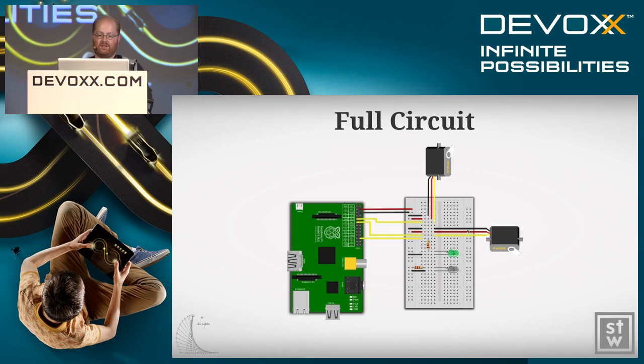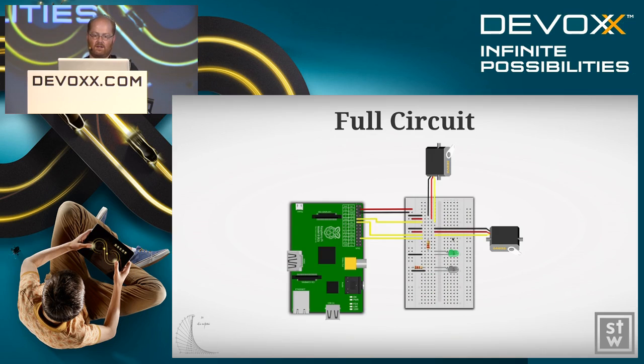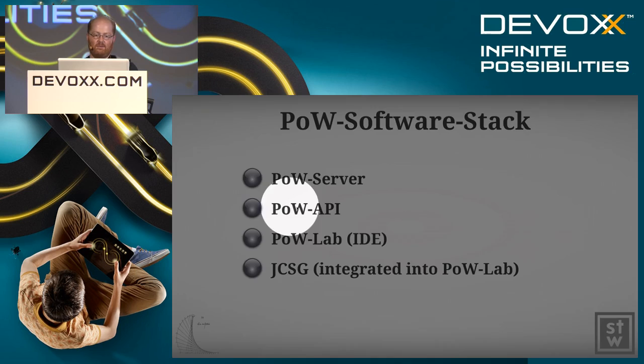And this is the full circuit, actually. So it's not very complicated. You just have to power the servos and attach the signal wire to one of the GPIO pins. And you do that with the second servo as well, and then with the status LED. And that's basically it. So now the software stack. The Pi on Wheels comes with a server application that you just run on the Raspberry Pi. And then we have an API that allows you to remotely control the Pi on Wheels robot.